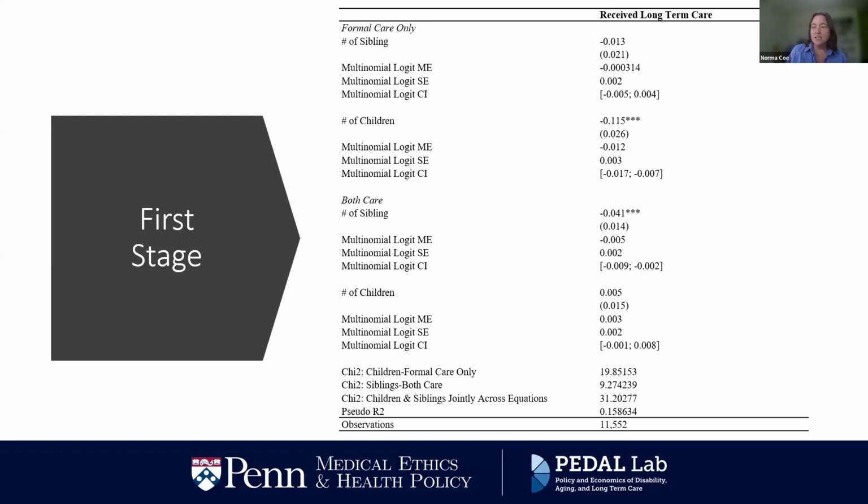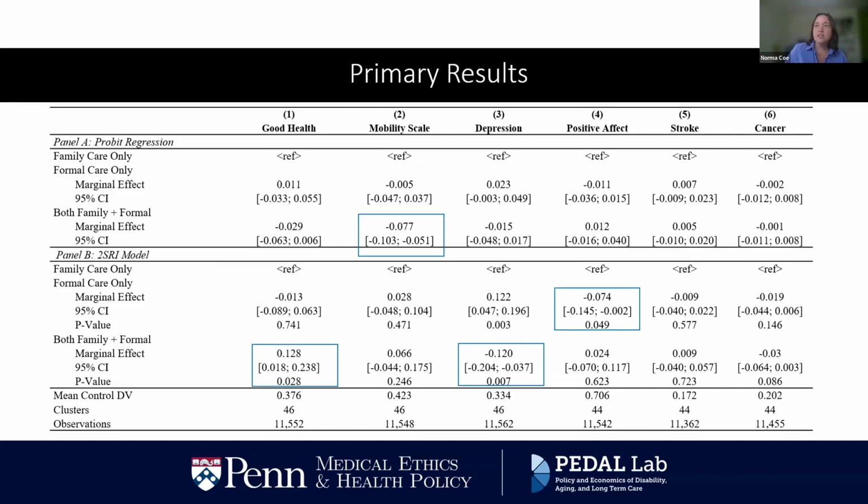The idea is that the more potential informal or family caregivers you have, the less likely you are to rely on formal care. And these all pass the traditional tests of having F-stats of over 10. Which leads us to go straight to our primary results.